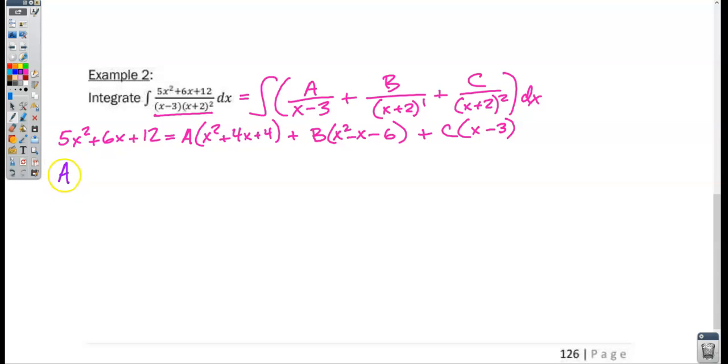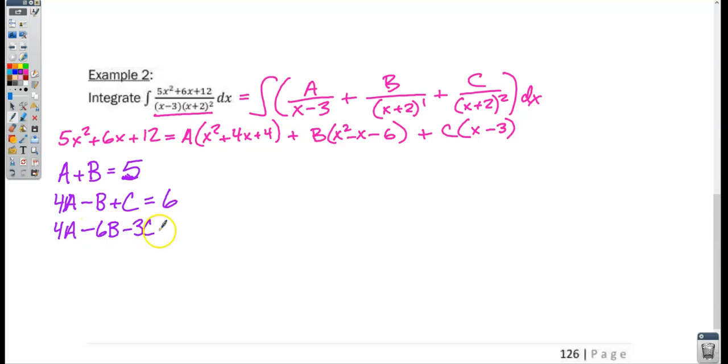We've got Ax squared plus Bx squared. There's no x squared with the C. That's equal to the 5x squared. So A plus B equals 5. X's, I've got 4Ax minus Bx plus Cx. That's equal to the 6x. And then my numbers, I've got 4A minus 6B minus 3C is equal to 12.